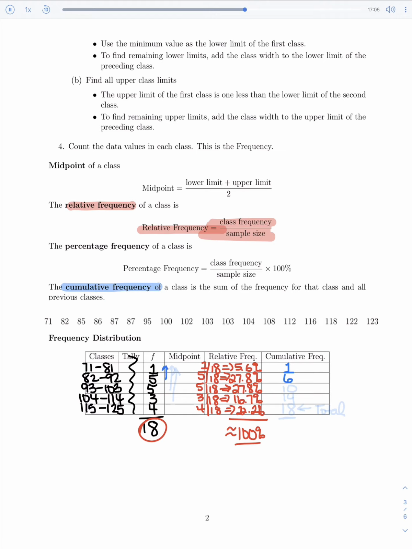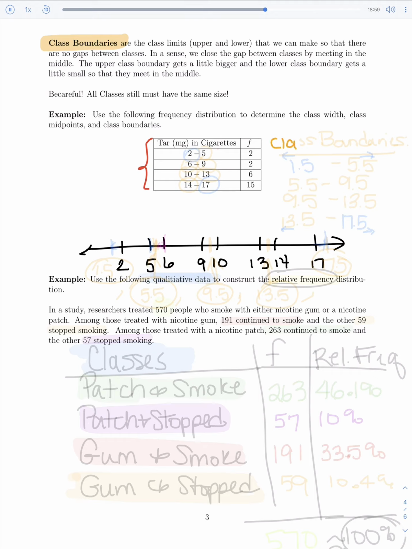Well, here's kind of the idea, and we'll use this first example. So I'm going to draw out a number line. Our first class goes from 2 to 5, and the next one starts at 6 and goes to 9, and the next one starts at 10 and goes to 13, and the last one goes from 14 to 17. So those are our classes according to this table. The problem is, what we want to find are what are called class boundaries, where we are going to have these touching. So class boundaries, and I want to come up with a whole list of these.